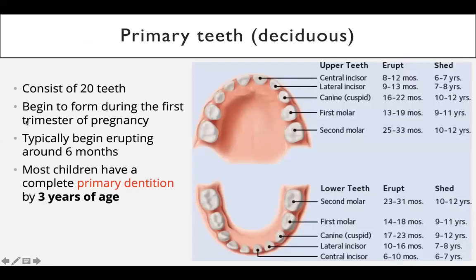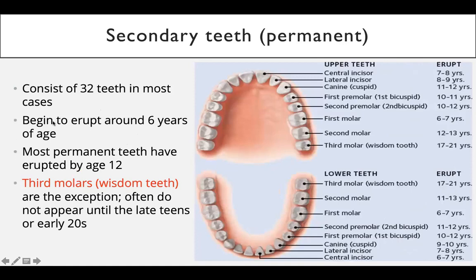Primary teeth, there were 20 teeth, begin to form during the first trimester of pregnancy and typically begin erupting at around 6 months. Most children have complete primary dentition by 3 years of age. When children reach 6 years of age, the secondary teeth begin to erupt. They reach up to 32 teeth in most cases, and from age 6 to 12 they fully erupt. They form a complete set of teeth, except the third molar, wisdom teeth, which appear in the late teens.